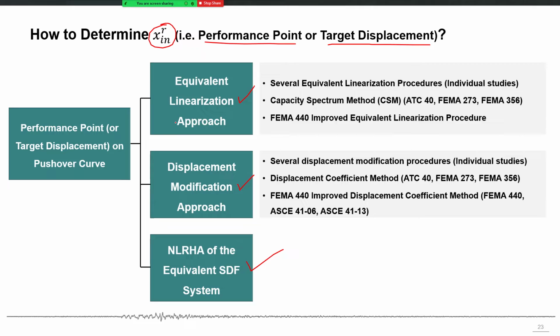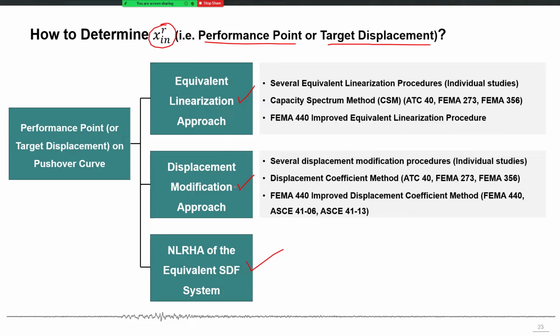The equivalent linearization method approach is based on an idea that you can approximately represent a nonlinear structure by an equivalent linear structure. So you can convert an inelastic structure into an elastic structure approximately by modifying the properties of that elastic structure such that the response of that structure approximates the inelastic structure.